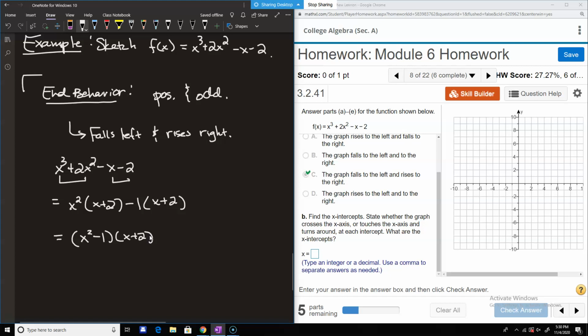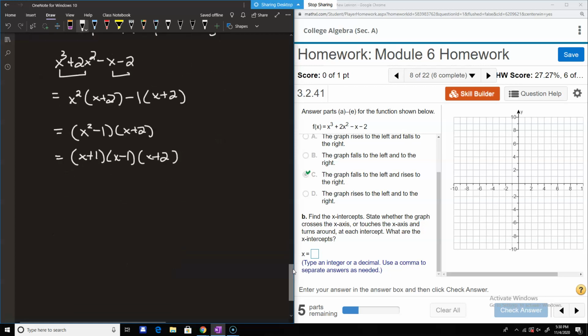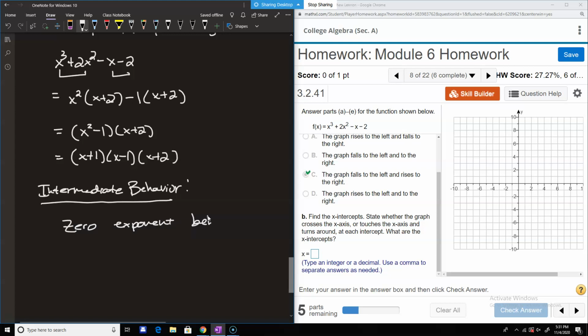And then x squared minus 1 will factor from difference of squares, right? So we have x plus 1, x minus 1, and x plus 2. So that's the fully factored form. So that tells us all three zeros. And I'm sure they will ask us about intermediate behavior shortly. So we can kind of do our intermediate behavior chart. So we have our 0, our exponent, and our behavior.